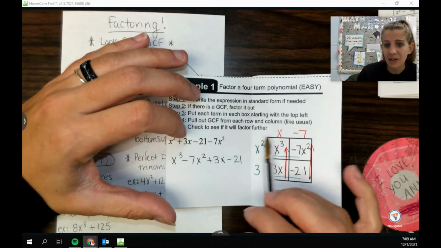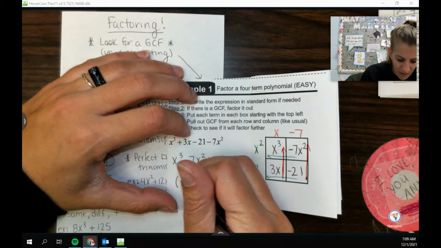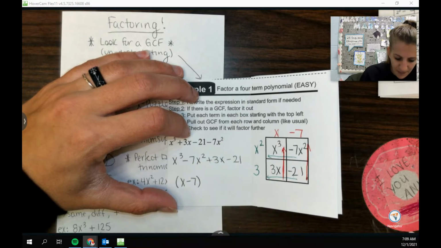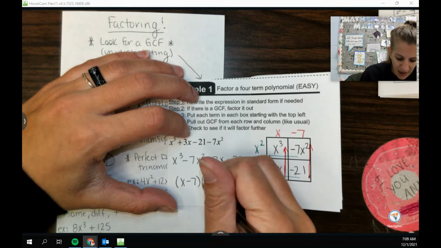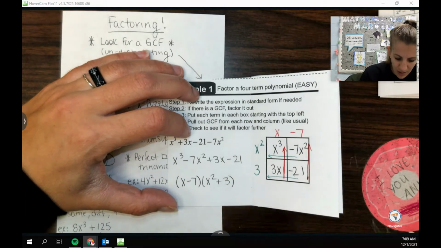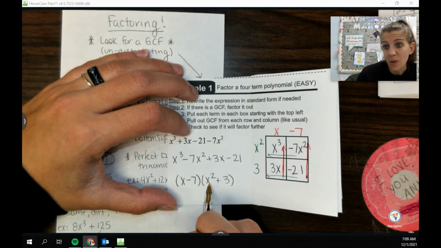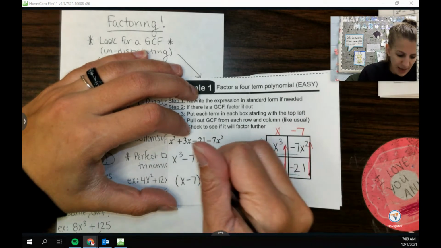And so that means these outside numbers are how I factor it. So at the top, we have one factor of x minus 7. And at the side, you have x squared plus 3. Now this one might not be done, but since it's a square, it'd have to be a minus sign. So I know I am done.